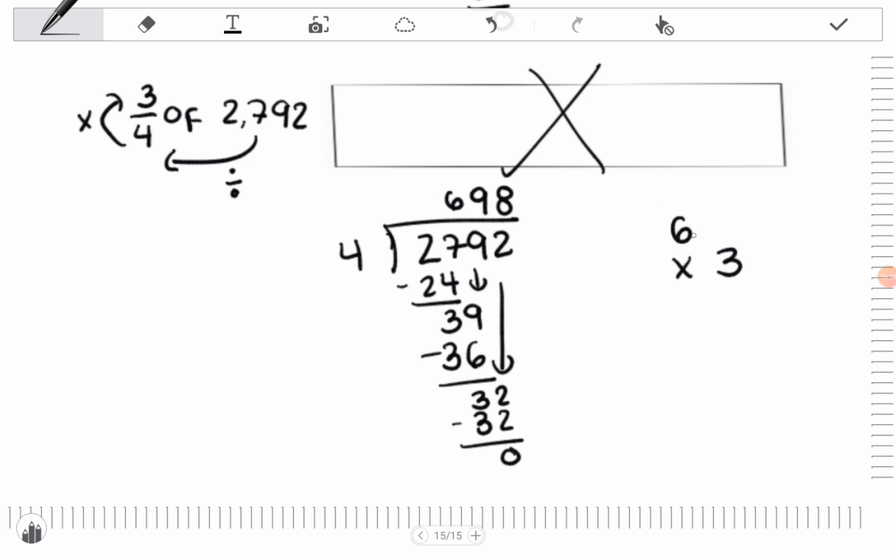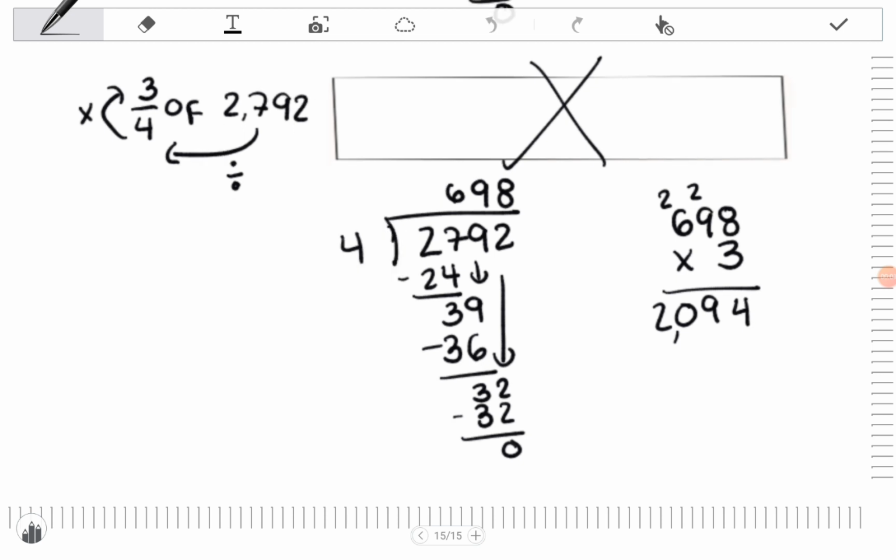Now we have to multiply that answer times 3, because remember the numerator is 3. Out of these 4 groups, I'm going to take 3 of those groups. If each group has 698, I'm going to multiply it by 3. 3 times 8 is 24. 3 times 9 is 27 plus 2, 29. 3 times 6 is 18 plus 2, 20. So 3/4 of 2,792 is going to be 2,094. That's it, guys. Hope it was easy for you to understand.